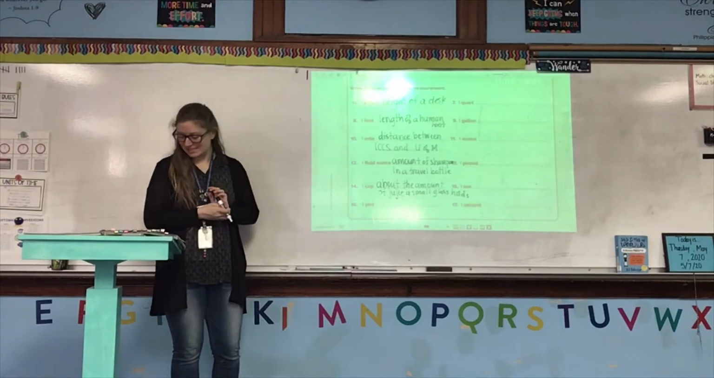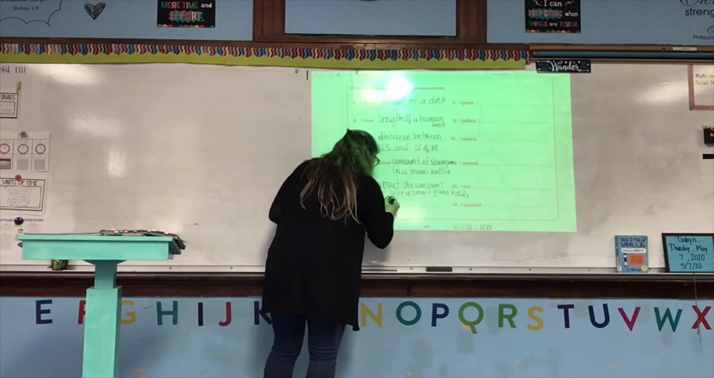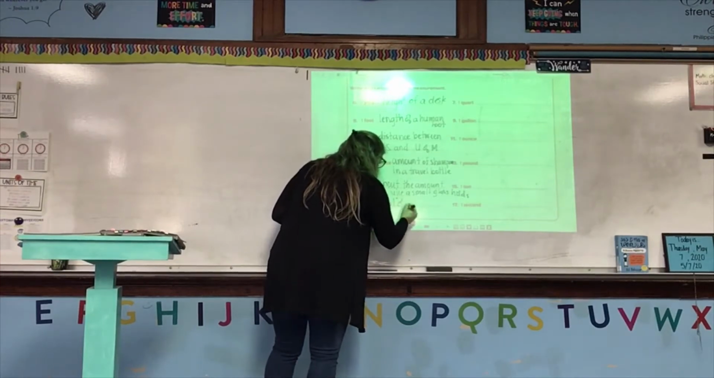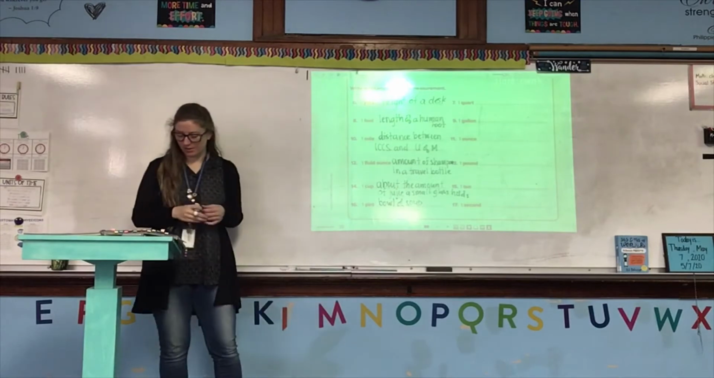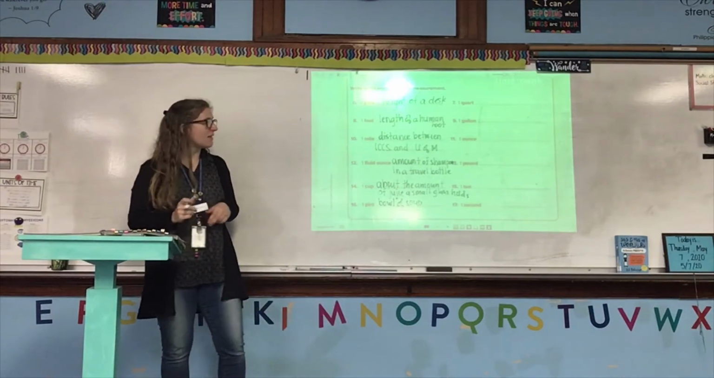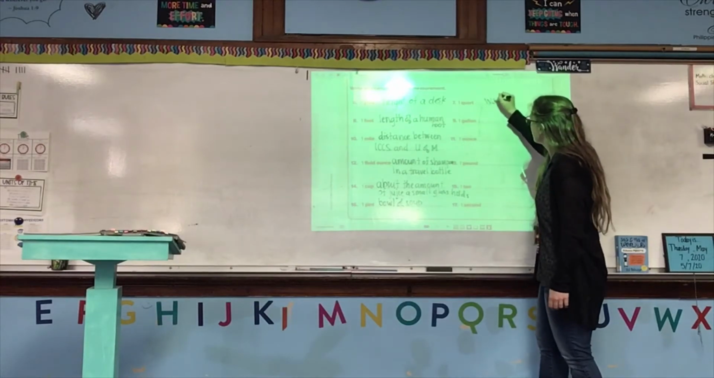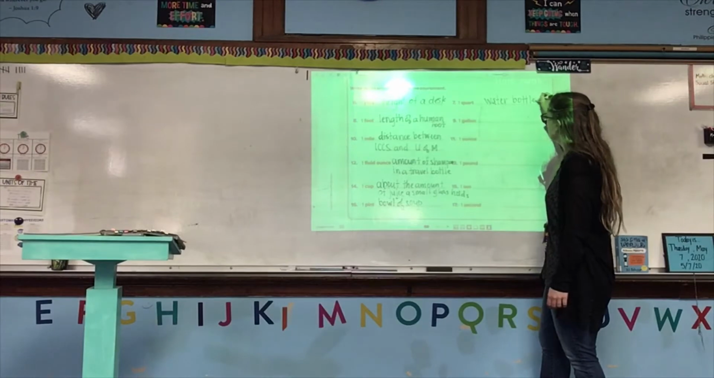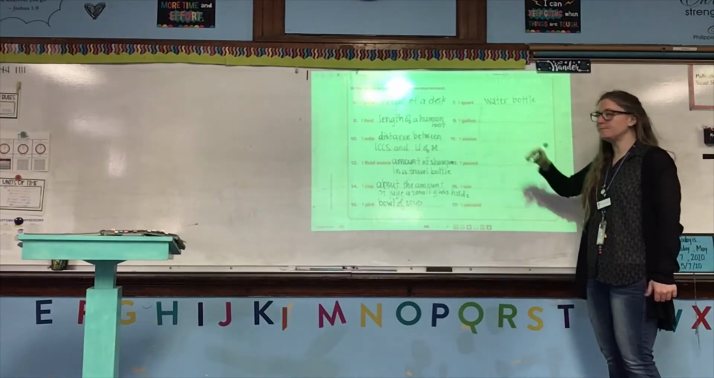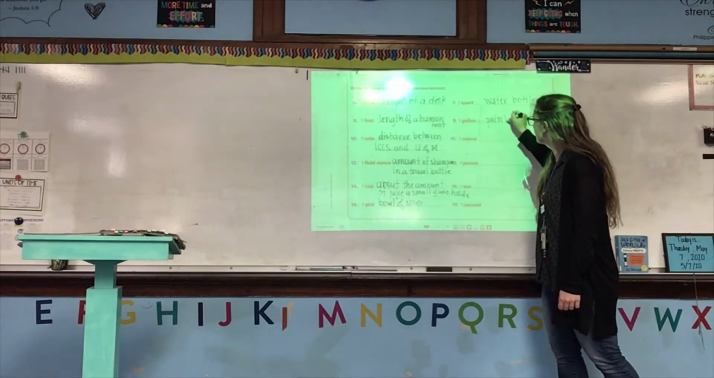Okay, number 16, 1 pint. Well, 1 pint is about the same as a bowl of soup that you would eat on your own. Number 7, 1 quart is about the same as a water bottle. 1 gallon is about the same as a paint can.